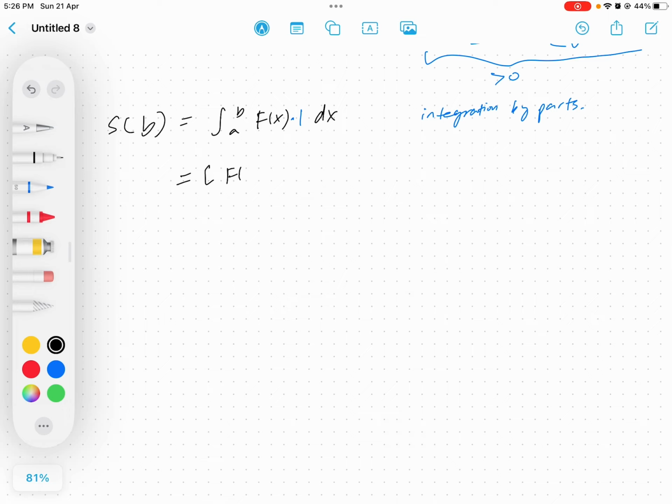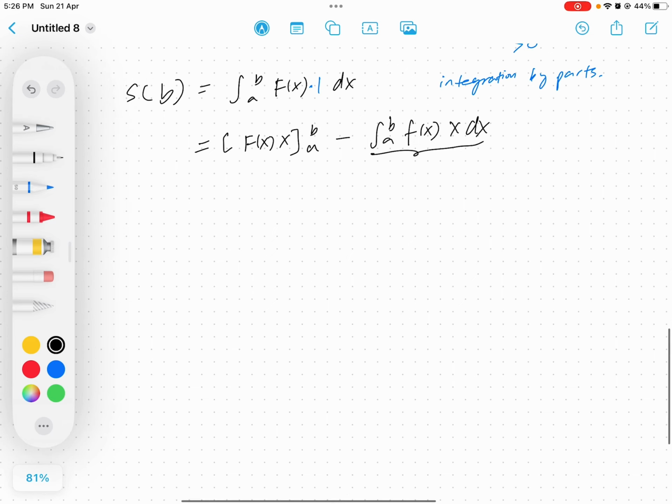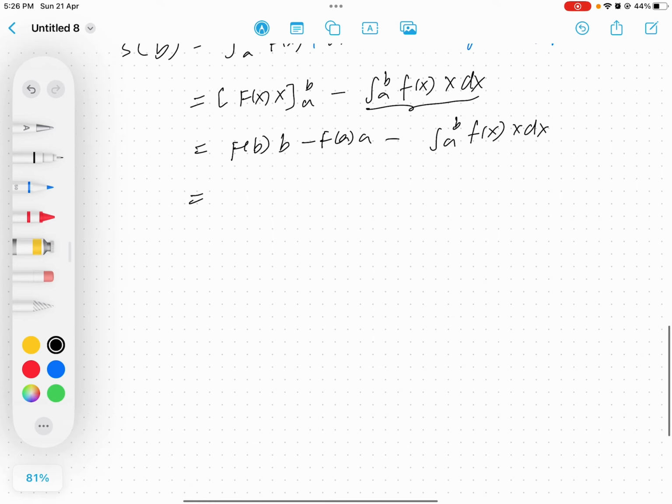The first term is f(x) times x evaluated from a to b, minus the integral of f(x), this is the density, times x dx. Then this term is actually the expectation, right? So it's the mean. So the first term becomes f(b) times b minus f(a) times a, then minus the second term, the expectation or the mean here. Okay, good. So the first term is b, and this is 0. Then this is simply the expectation, so minus E[x].